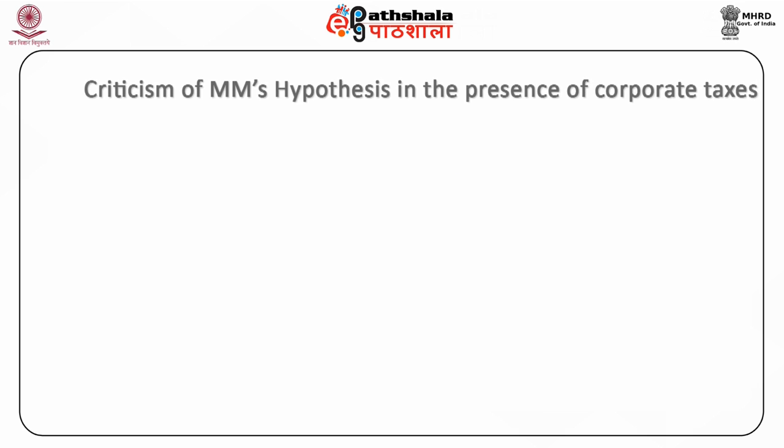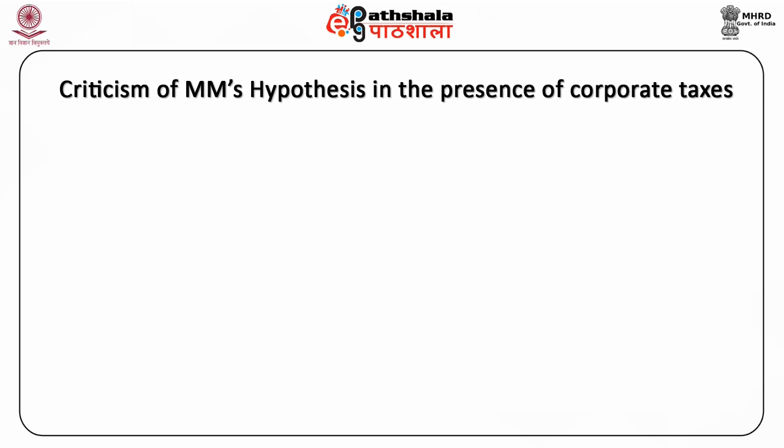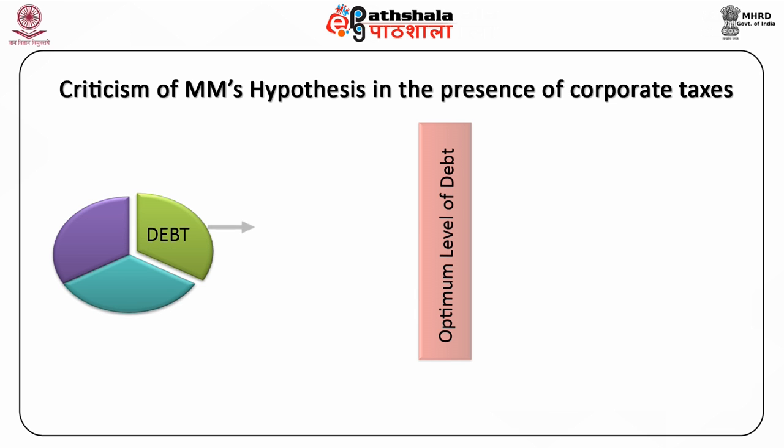The MM hypothesis proposes that in the presence of corporate taxes, the value of the firm increases with an increase in leverage. But it is criticized for its practical application. In practice, firms do not employ very high levels of debt, and lenders also do not lend money beyond a limit. Therefore, the debt proportion never becomes 100%, but firms do choose an optimal level of debt because of two reasons.